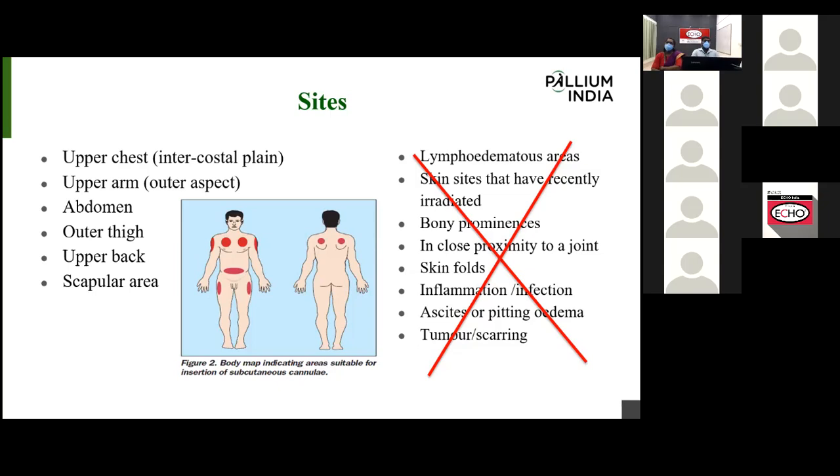If we are giving an injection around the umbilical region and the patient already has ascites, we need to avoid it. We cannot give it around the umbilical region in ascites cases. Likewise with lymphedema, if the patient has pitting edema on the lower limbs, we need to avoid that limb for subcutaneous injection. Any area having a tumor or any scar mark, we need to avoid. We cannot give subcutaneous injections in that area.